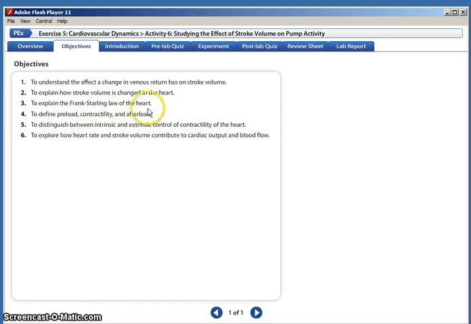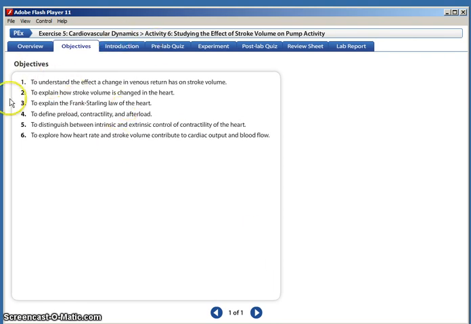Preload, contractility, and afterload are the variables that affect stroke volume. And you want to distinguish between intrinsic and extrinsic control of the heart. Intrinsic is what the heart itself is doing, like the stretching of the myocytes. Extrinsic would be something like the sympathetic nervous system or a hormone like thyroxine. And then to explore how heart rate and stroke volume contribute to cardiac output and blood flow. This is one you will directly be looking at.